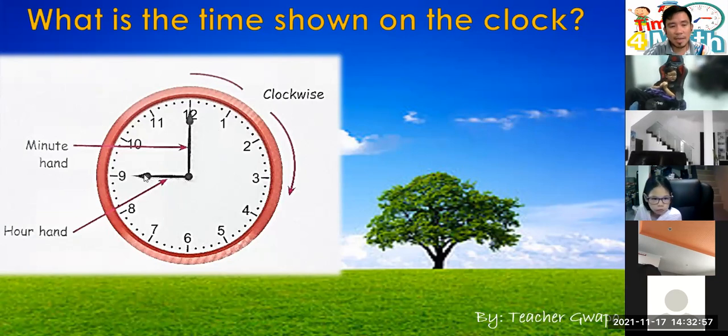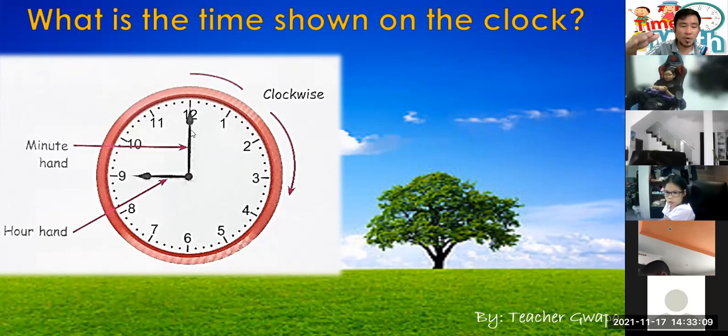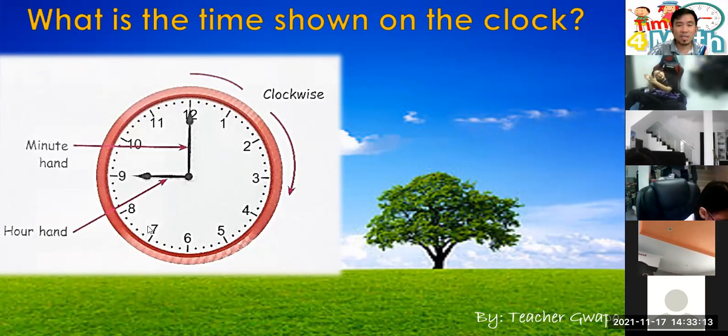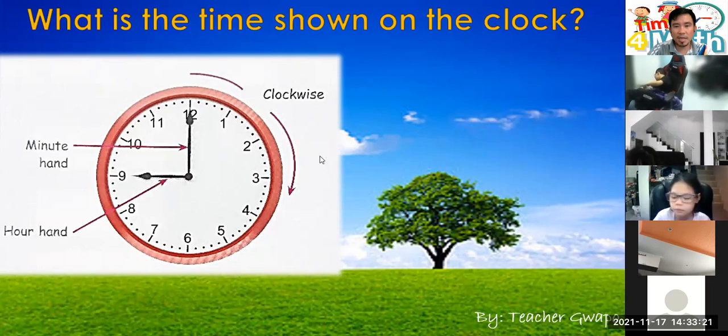An analog clock has an hour hand. This is called the hour hand. The hour hand is short and stout, and the minute hand is longer compared to the hour hand, thin and long. So only 2 hands. We will focus on the 2 hands, the hour hand and the minute hand.